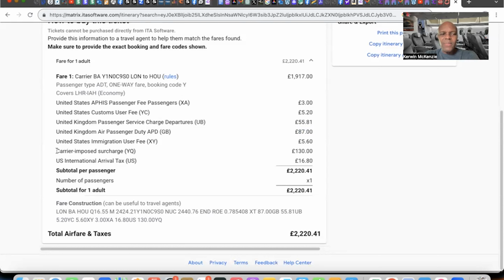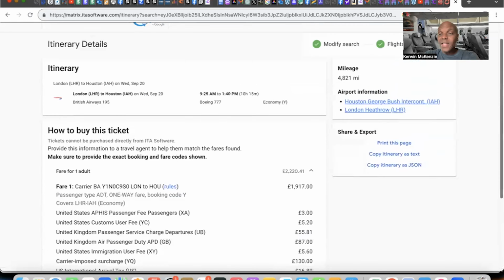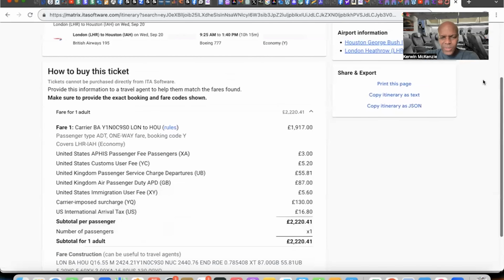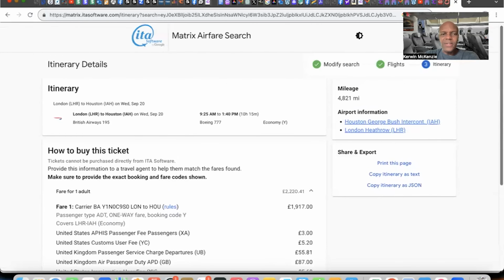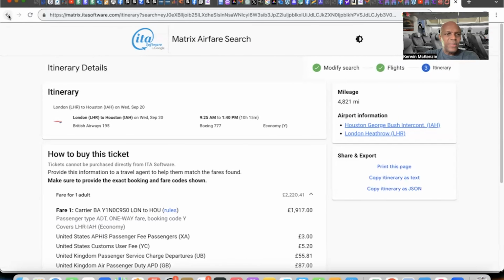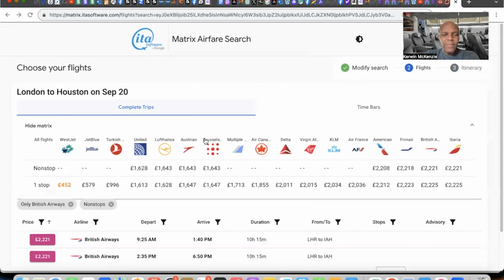And now you have carrier imposed surcharge. So this is called YQ in this case. So they're charging an extra £130 just to fly out of the UK, right? And the rest is a normal. So the rest of the tax we won't be able to get away from, but this 130 is carrier imposed. And not every airline charges that, right? So this was what, £2,220. What we're going to do, we're just going to go back and we're going to pick a different airline.